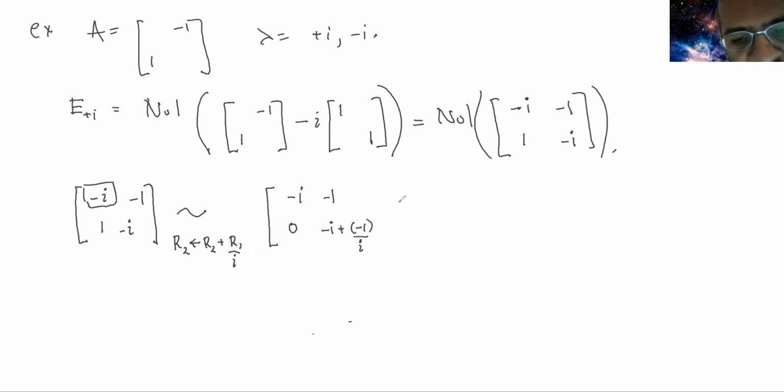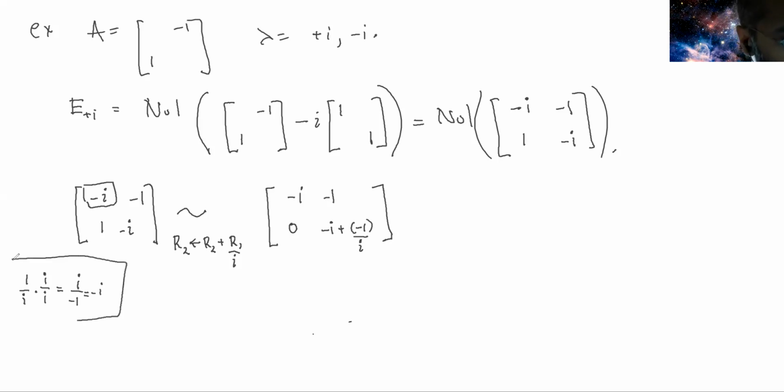Now I need to do a little check to figure out what 1 over i is. So what is 1 over i? Well, I can multiply by i on both sides. That's i over minus 1, which is minus i. Same trick as I did when I defined division.